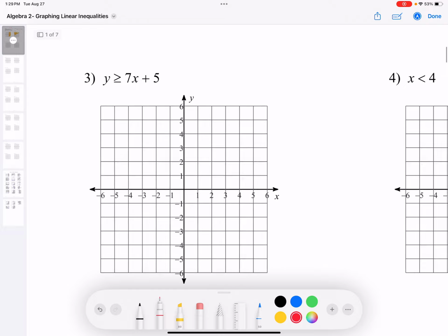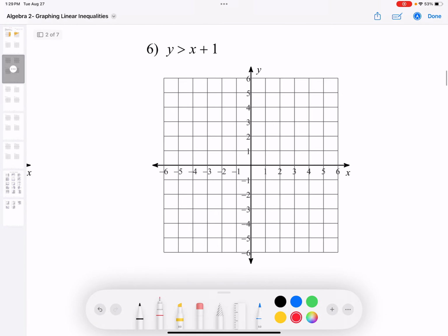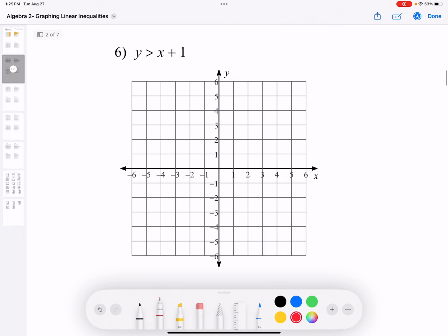Let's look at one more. Number 6. So we have y is greater than x plus 1. So my slope is 1 over 1 because they didn't give it to me. So we're going to use our plus 1 and go to our y-intercept. Then we're going to go up 1 and right 1 to our next point. And on this one, because our inequality sign does not have that line underneath, it's a dashed line. Okay? And then y is greater than would be up. So we're going to shade above that. Okay?